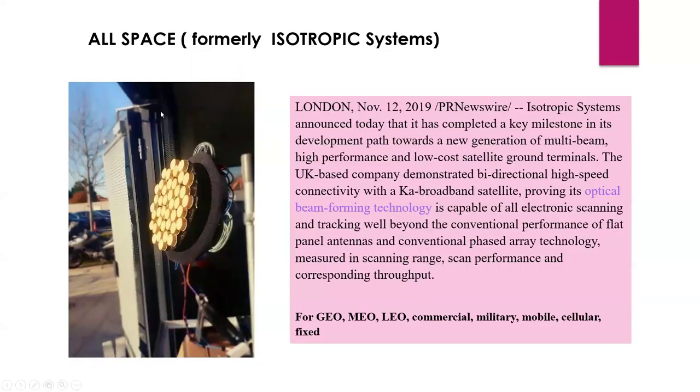Now, this other company, which used to be called Isotropic Systems, developed these antennas that are electronically steerable. In 2019, they announced that they tested this in a K-band satellite. They have, and again, I don't understand the details, but they call it optical beamforming technology, which is what happens in here, in the form of a planar lunar lens. Oh, okay. Planar lunar lenses, that's what Frank mentioned.